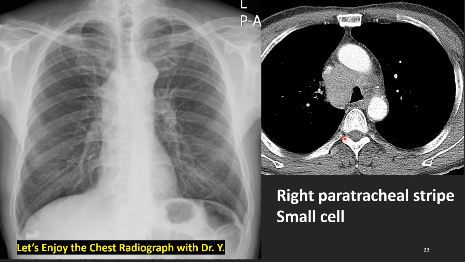On this axial contrast-enhanced CT, we found a conglomerated lymph node mass, actually small cell lung carcinoma here. That's why the right paratracheal stripe is obliterated and a bulging mass is present. This one. Small cell lung cancer likes to live here. Their favorite sites.